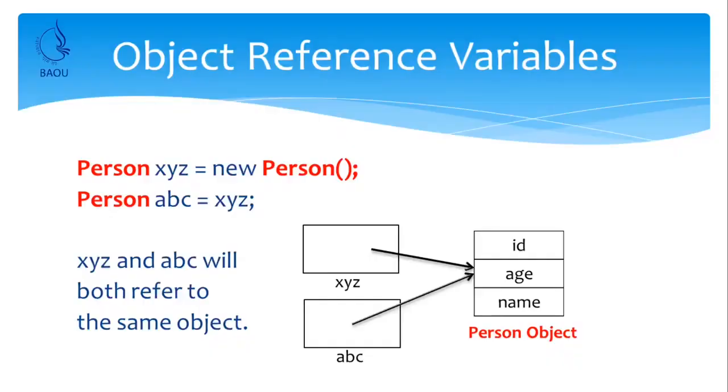The next is object reference variable. For example, if I declare XYZ as a person object and then in second line I write down Person abc is equal to XYZ. Now, what will happen in case of ordinary variable? Separate memory is allocated for XYZ and abc and the value of XYZ is stored inside abc, but this is not the case with objects.